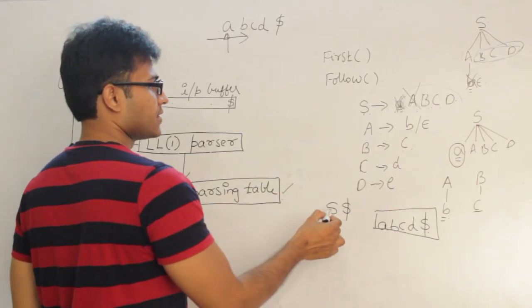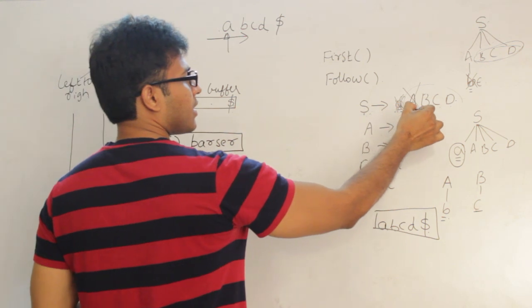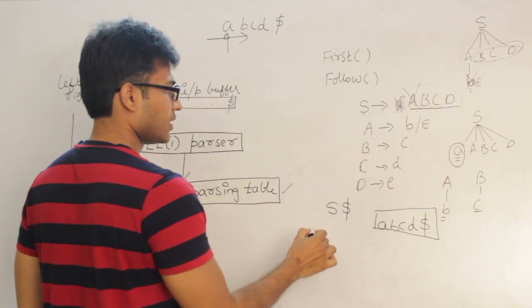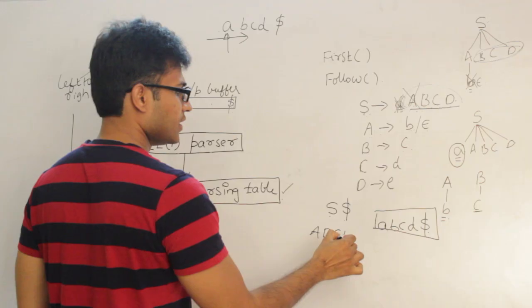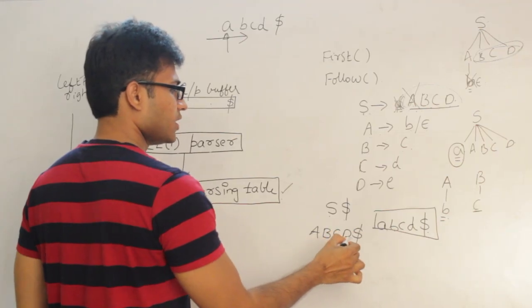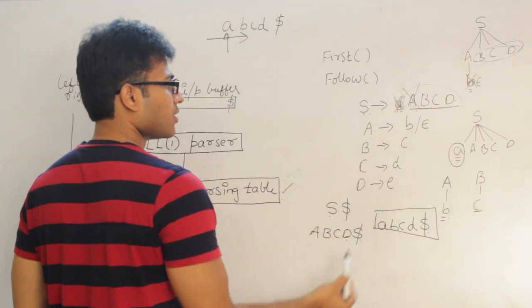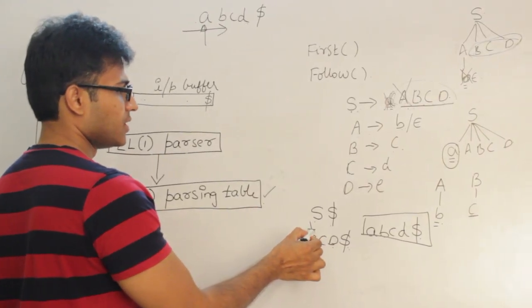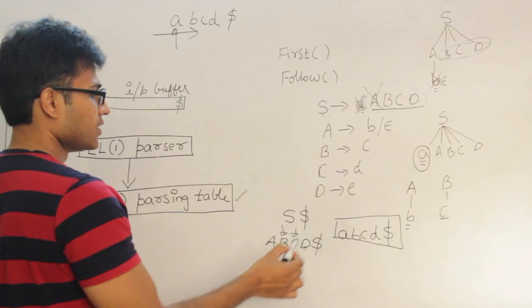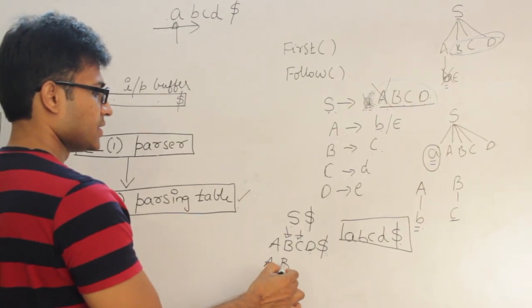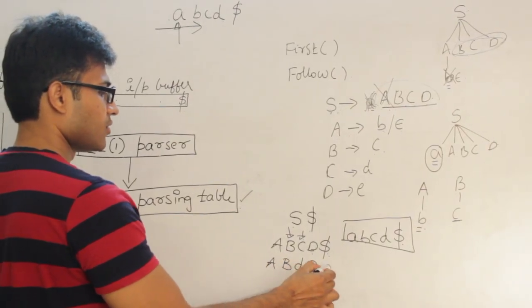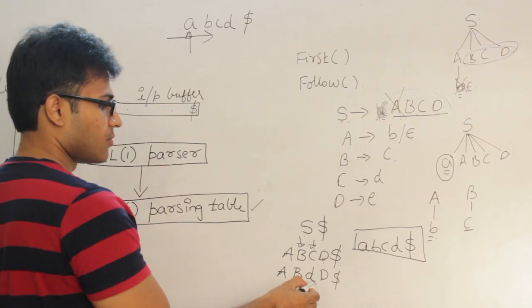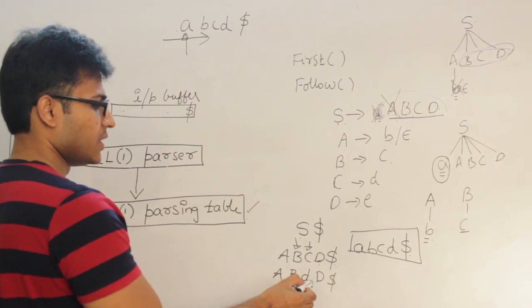Now let us say S is being derived as a, b, c, d. Now what is follow of d? Follow of d is dollar. Now let us assume that I am replacing capital C with d. If I replace capital C with d, then I am going to see b is followed by d. Therefore follow of b is d.